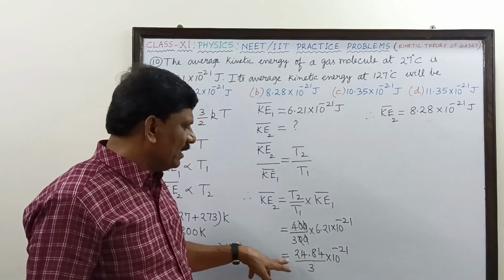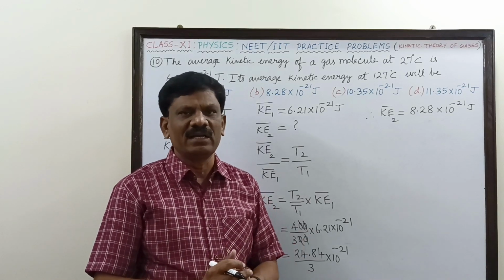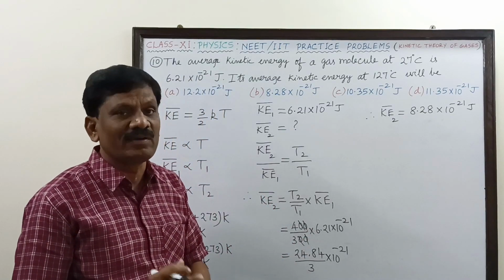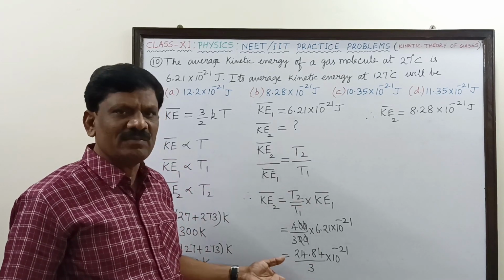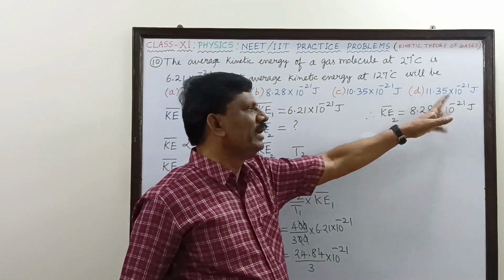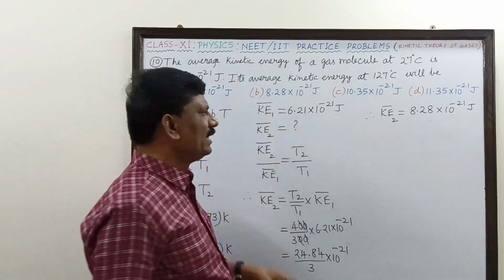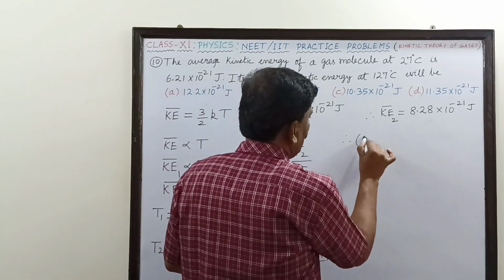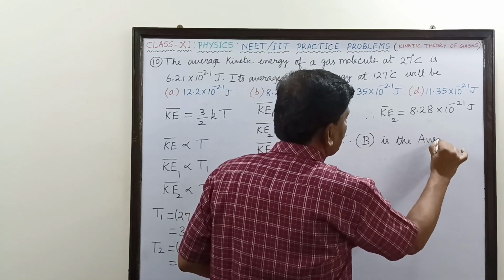Such simple divisions, for that we need not use log book or calculators and all. We have to use our mind calculation only. So it is very easily divisible. So we got the answer as 8.28 into 10 power minus 21 joule. So option B is the correct answer.